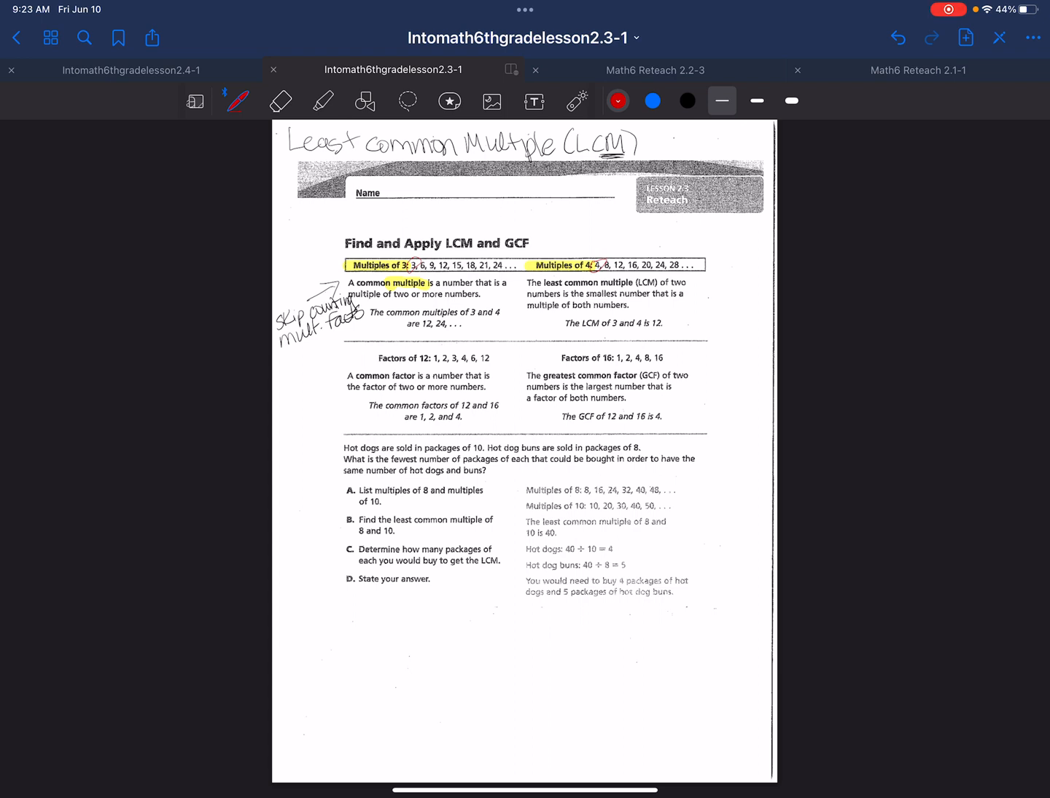The second vocabulary word for today's lesson is greatest common factor. In math, we refer to that as GCF. The F stands for factors. Well, what's a factor? So let's review that really quick. What is a factor? And then here we have factors of 12 for the example and factors of 16. So let's talk about that really quick.